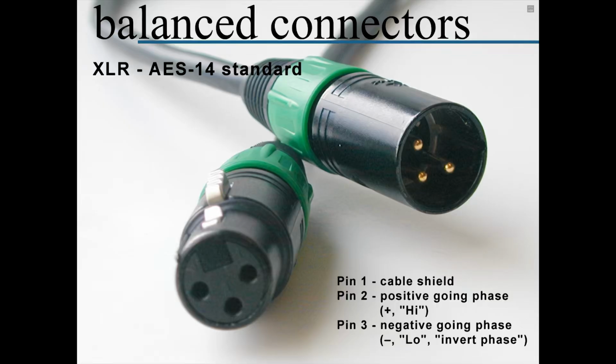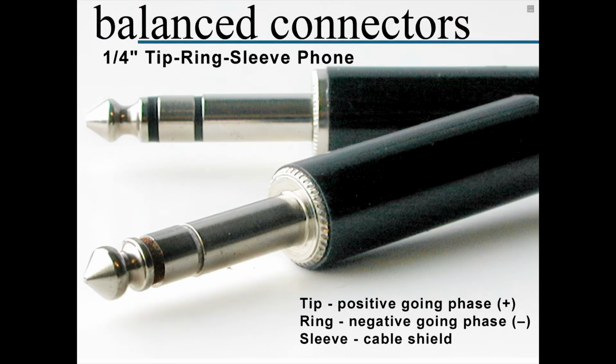The most common balanced audio connector is the XLR. In the XLR connector, pin 1 is the cable shield, pin 2 is the positive going phase, and pin 3 is the negative going phase. Another connector commonly used is the quarter-inch phone, tip ring sleeve or TRS, where the tip is the positive going phase, the ring is the negative going phase, and the sleeve is the cable shield.